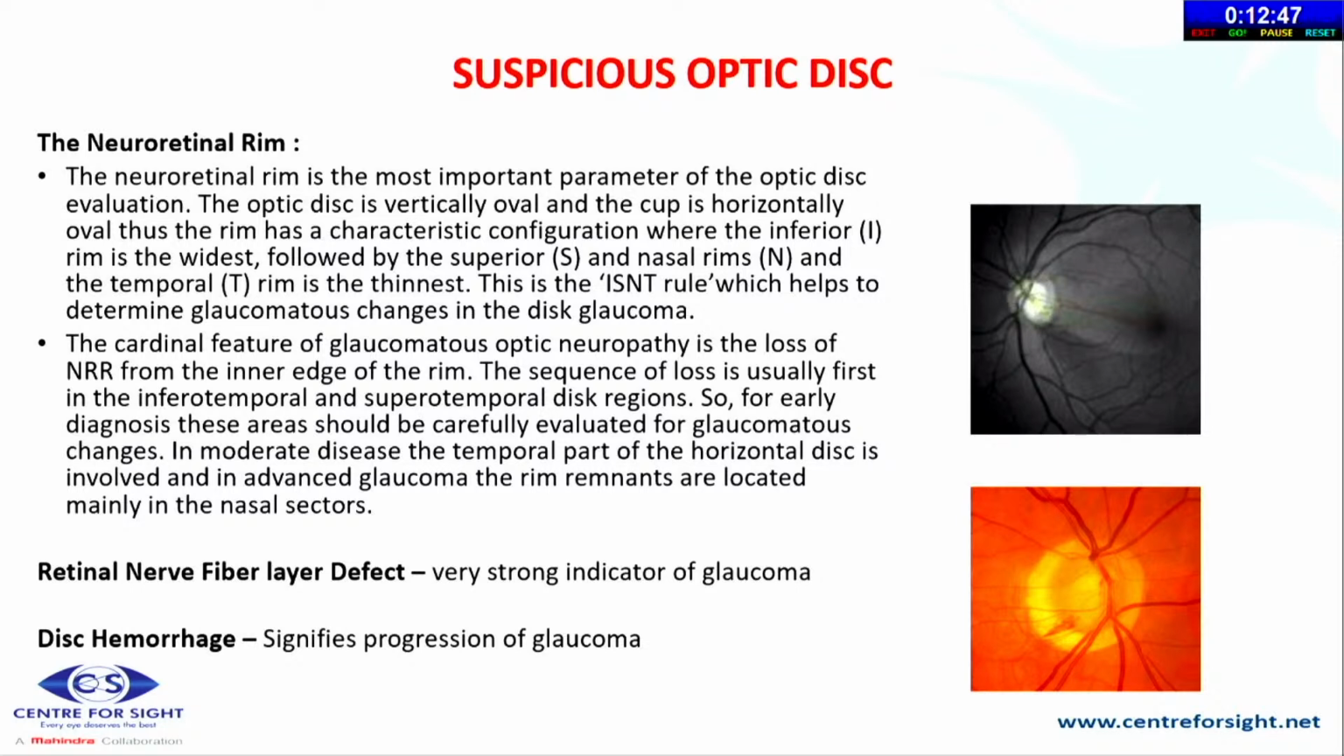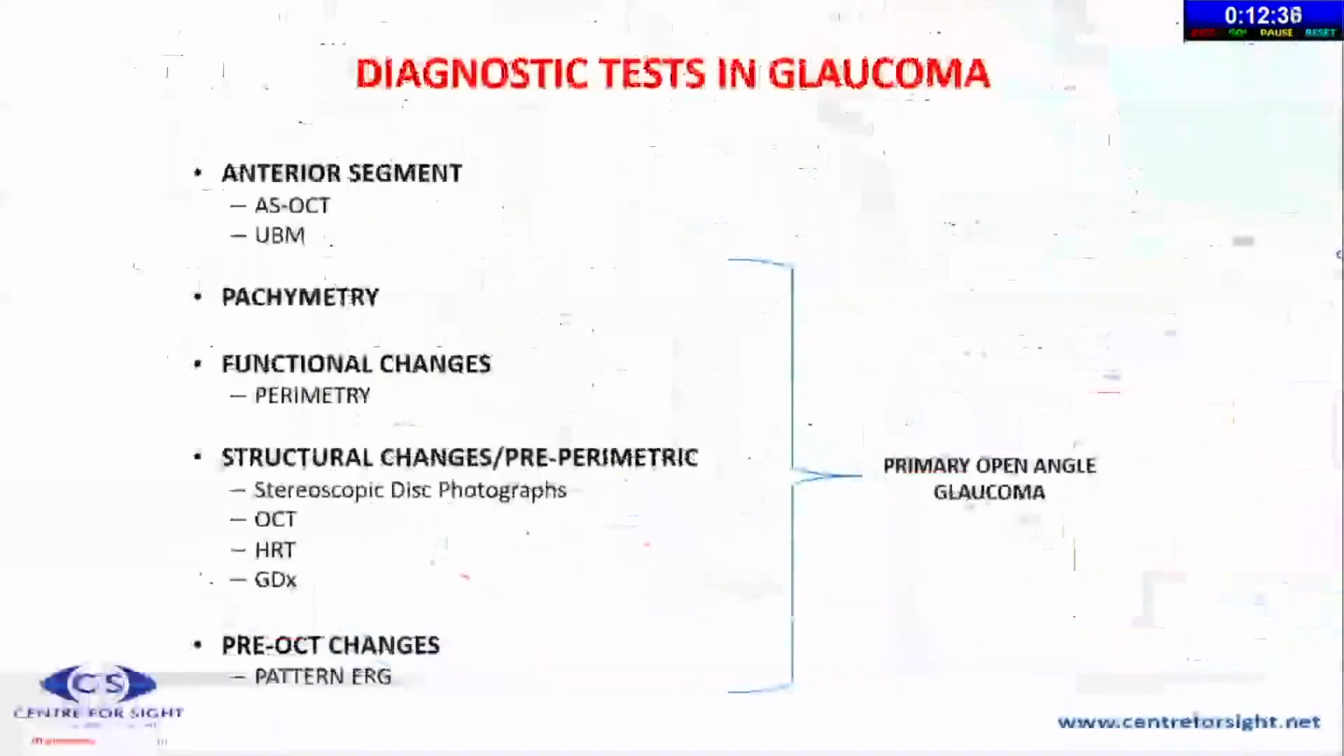RNFL defects is a very strong indicator of glaucoma that needs to be evaluated in red-free, and disc hemorrhage again signifies progression of glaucoma. There you go. Diagnostic tests in open angle.